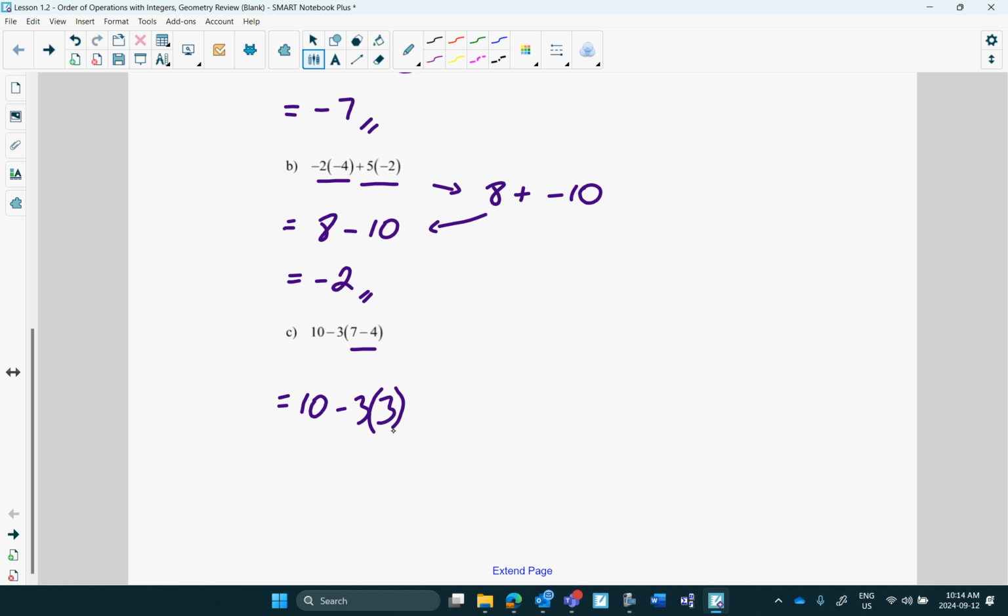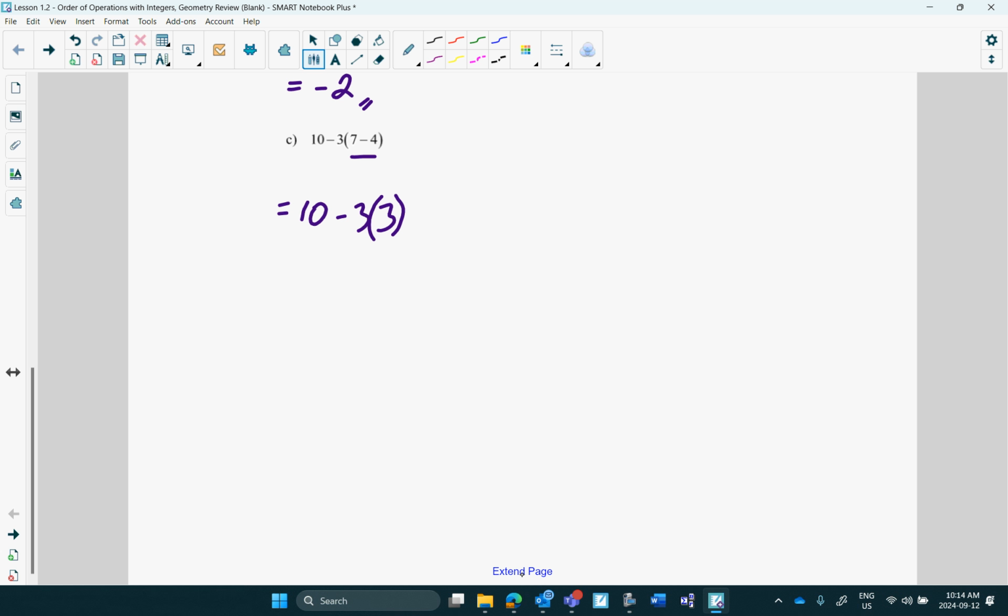And speaking of multiplication, that's what I do next. So what's it going to look like after I multiply? 10 minus 9, which gives me 1. Good.